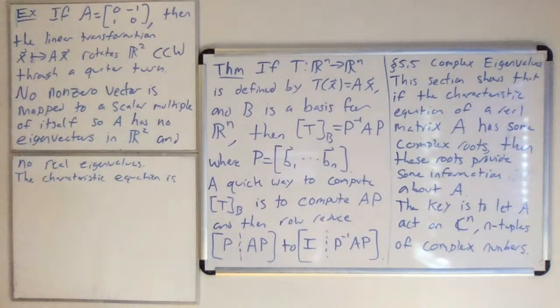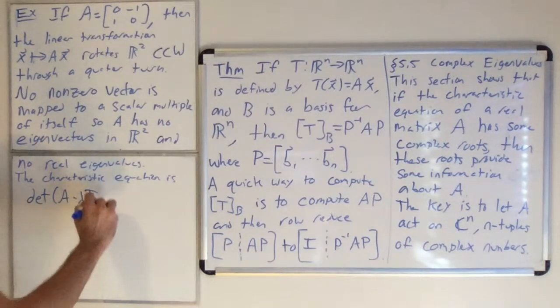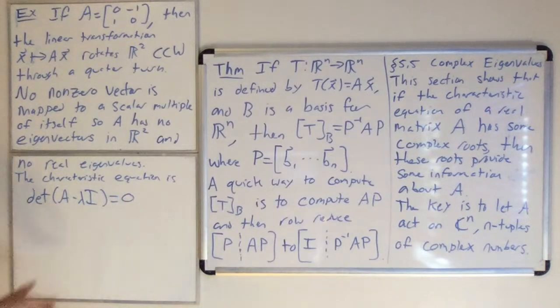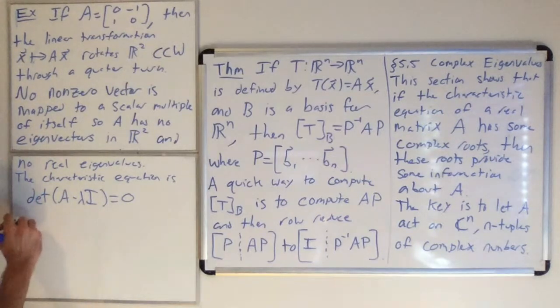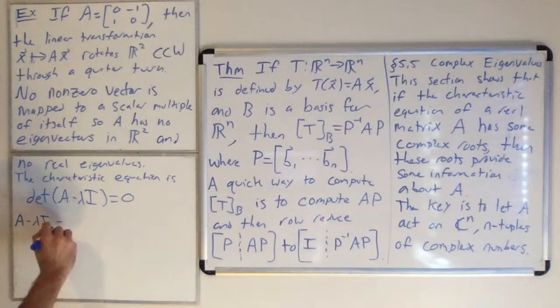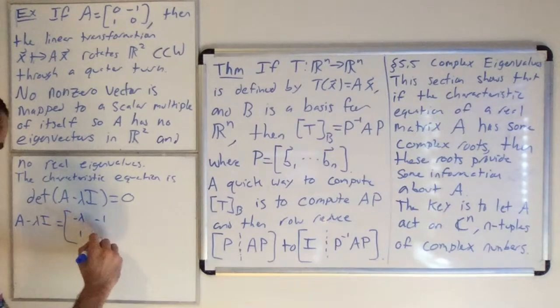The characteristic equation, remember? So that was the determinant of A minus lambda I equals 0, right? Does this look familiar? Hopefully. Maybe we forgot that it had the name, the characteristic equation. But yeah, so let's work out what A minus lambda I is, compute its determinant, and then set it equal to 0 and see what we get. So A minus lambda I is the matrix minus lambda, minus 1, 1, minus lambda.